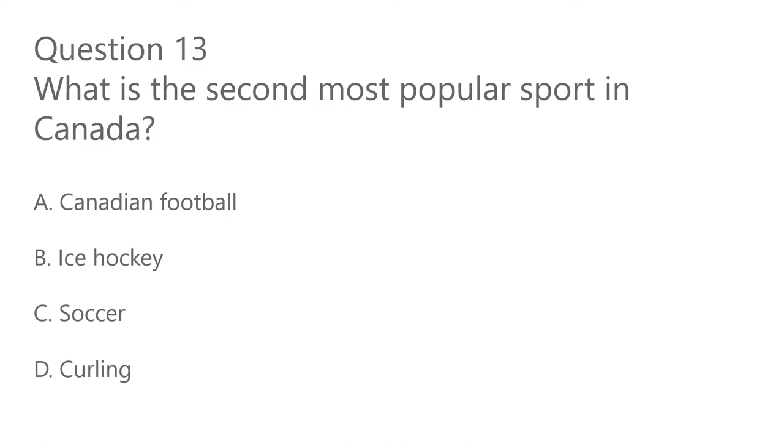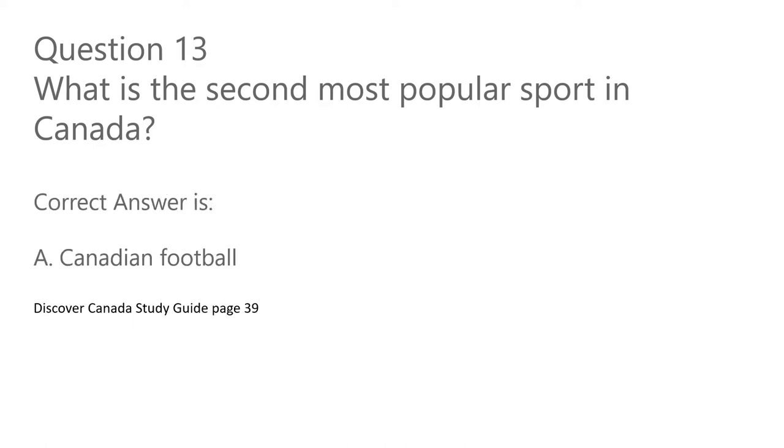Question 13. What is the second most popular sport in Canada? A. Canadian football. B. Ice hockey. C. Soccer. D. Curling. Correct answer is A. Canadian football. Discover Canada Study Guide, page 39.